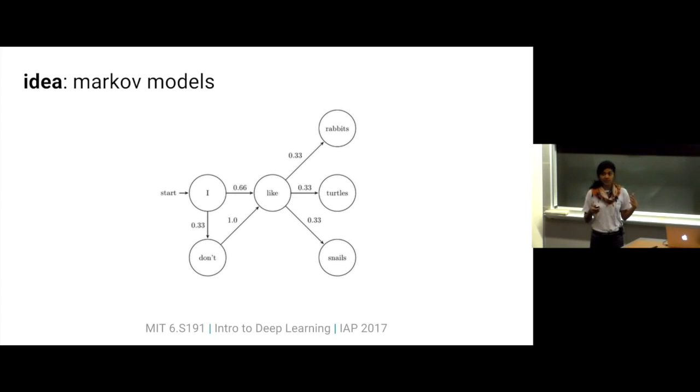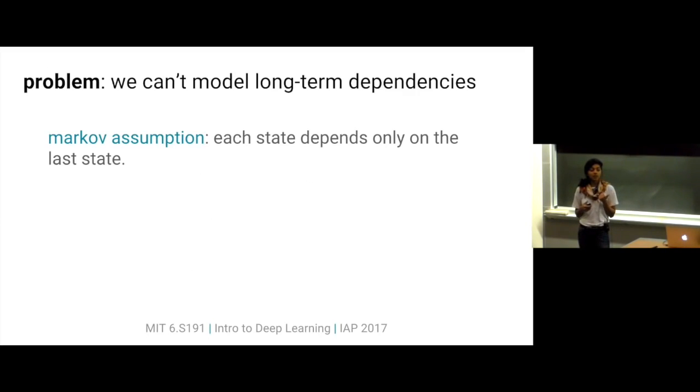So here we are solving that problem of sharing parameters. But the key thing with the Markov model is the Markov assumption states that each state only depends on the last state. And this is kind of a problem for complex sequences like natural language or speech waveforms.